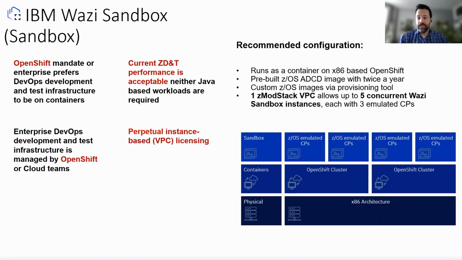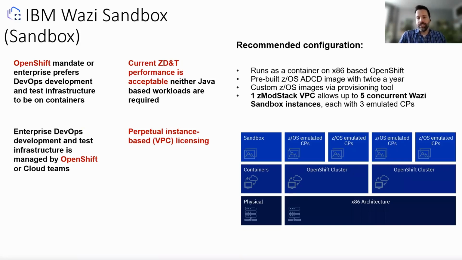The other one that's on x86 as well is WASI Sandbox. WASI Sandbox is exactly the same thing as ZD&T, just more focused on the OpenShift space. So it's a containerized version of ZD&T, and gives you the capability of running either a custom image or the same as ADCD.